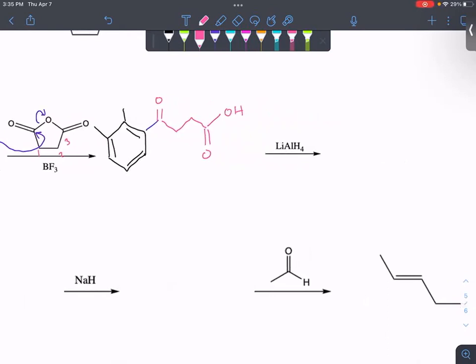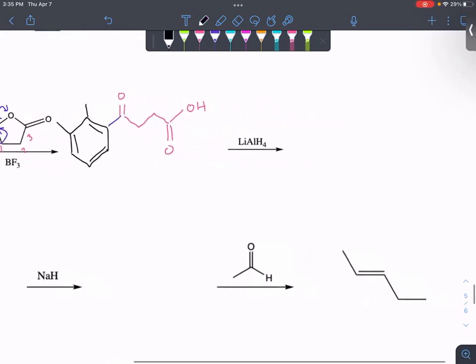And last step, reduction. Yes. And then what gets reduced? Oh, everything gets reduced. Lithium aluminum hydride is the strong reducing agent, so it reduces aldehydes and ketones and carboxylic acids as well. So that's it.